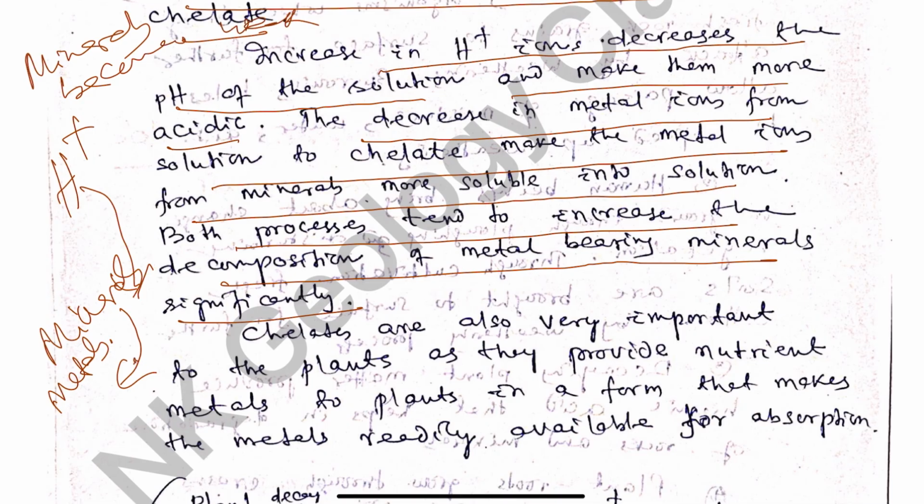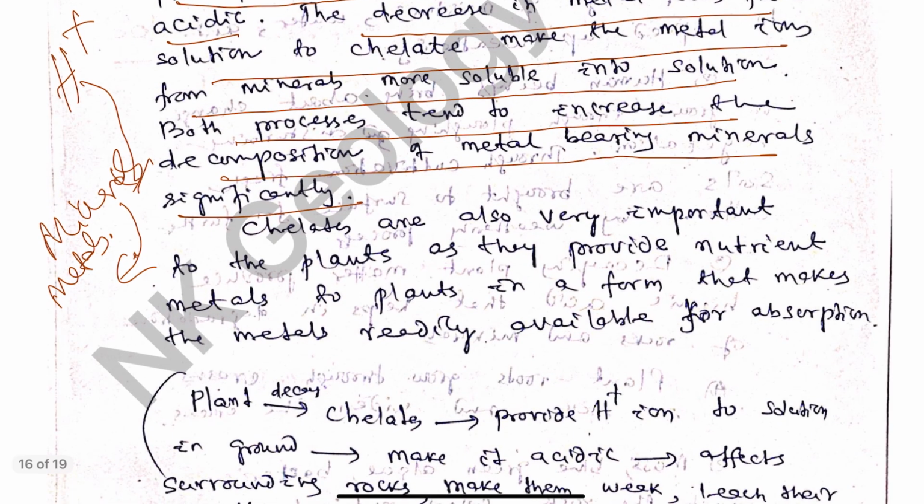And these metallic ions enter into the organic solution. And so chelates become rich in metals, and these metals are found to be available to the plants during their growth. So they support as the nutrients for the growth of plants.